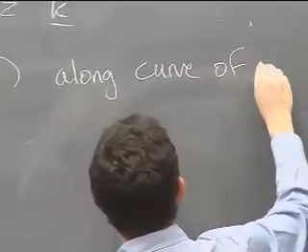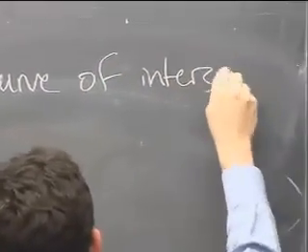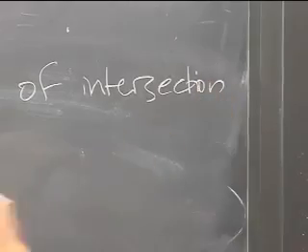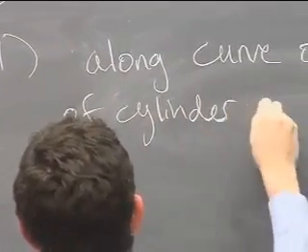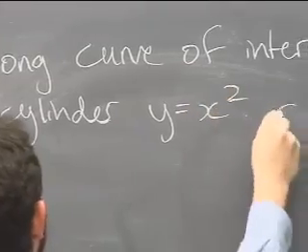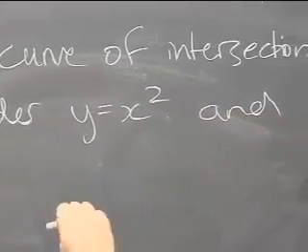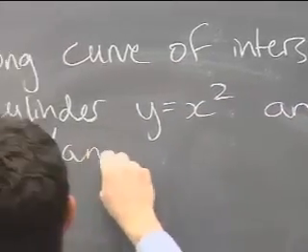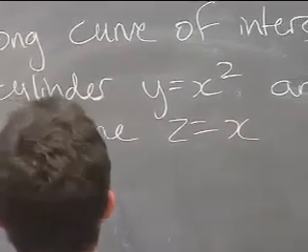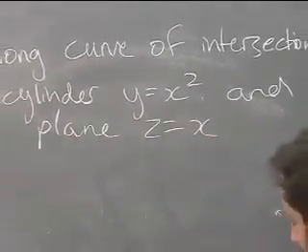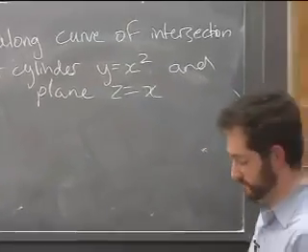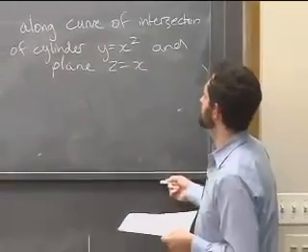of intersection of the cylinder y equals x squared and the plane z equals x. And there's a picture of it in the textbook. But in any case, I will refer you to the picture, but you actually don't even need it.